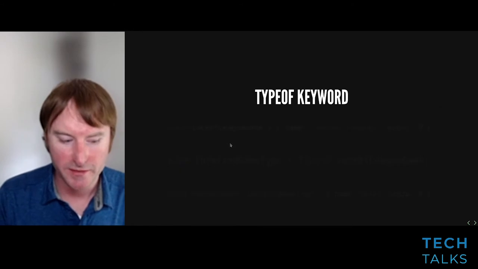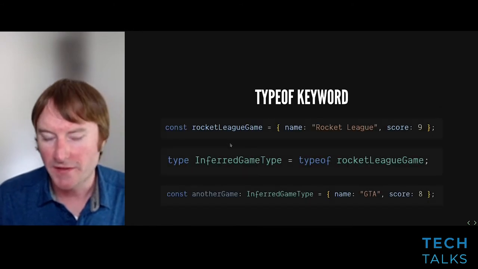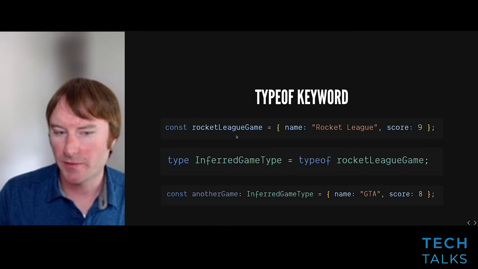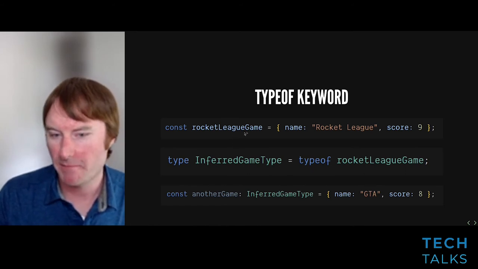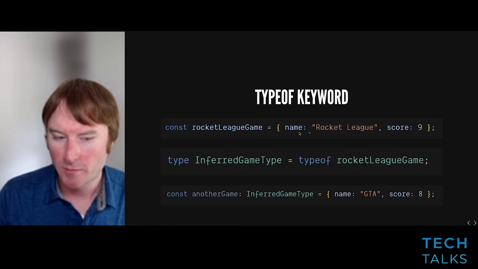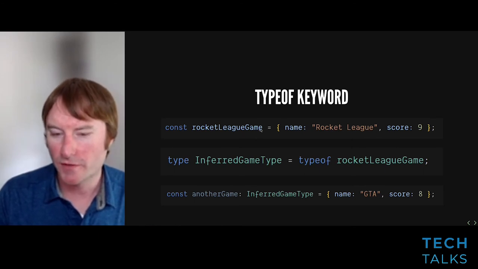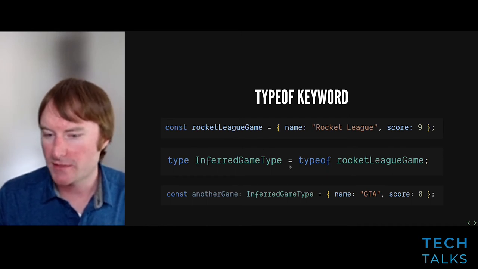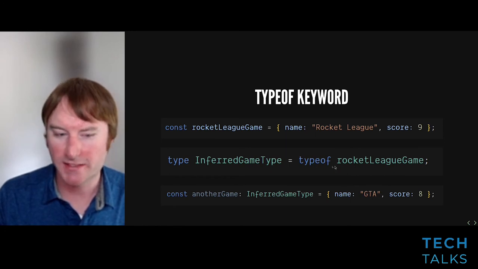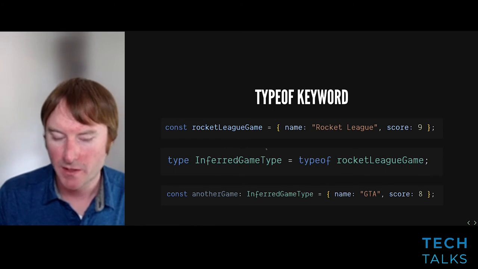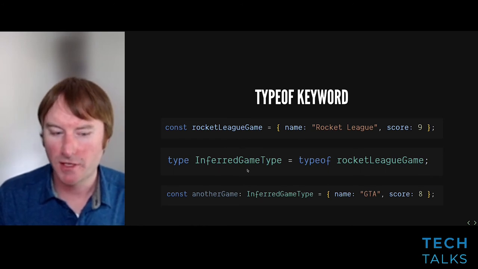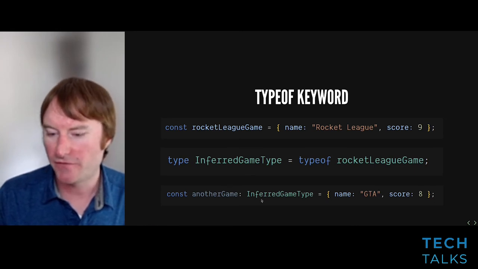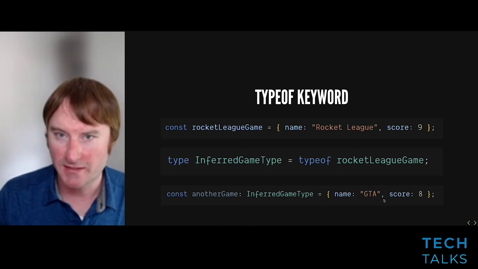You can also use the typeof keyword. So in this case, we have a game that we've set up. It's an actual variable, just a const called Rocket League game. This has a name and a score. But for the games that we want to follow after this, we can actually infer the type of that game. So if we use the typeof keyword and use the Rocket League game variable, we can actually extract the type from that object. And if we want to model other games after that type, we can use that type to then guarantee that any follow-up games that we have also conform to that type.